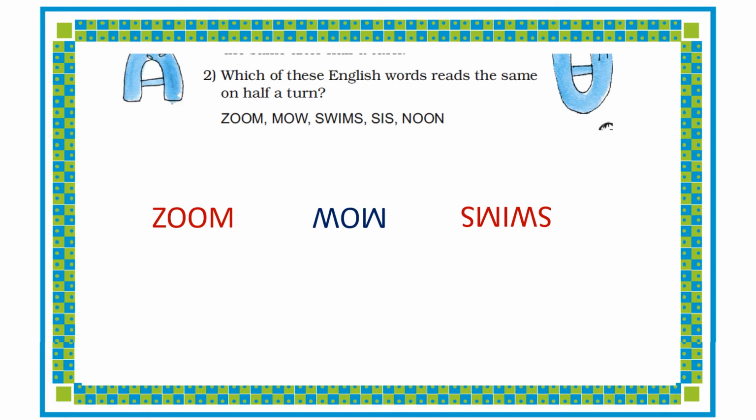Which of these English words reads the same on half a turn? So these are some English words. Let us take them one by one. First one is ZOOM. If we give it half a turn, it will look like this. So ZOOM and the new word are not the same. Second word is MOW. So after half a turn, it is still MOW. It means the second word is the same even after half a turn.